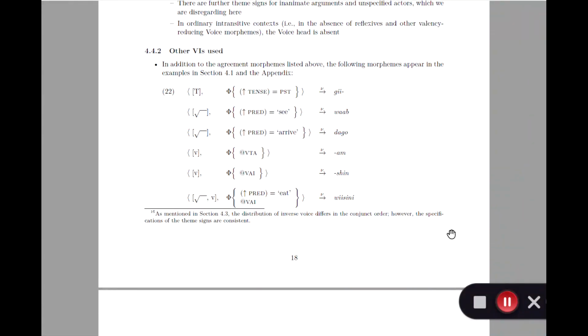The examples that we have also have a few other morphemes. For instance, there's a past tense morpheme, and there's a root meaning see. One of the structures in the appendix has a root meaning arrive. And then you have the little v verb class morphemes marking whether it's a transitive animate or an animate intransitive verb. Finally, in one of the examples in the appendix, we have an example using the verb to eat, which is actually the first example that we have of spanning here. So wisini specifies features of both the root, so the pred feature is found on the root, and the verb class features found on little v. That's shown in the last example here.